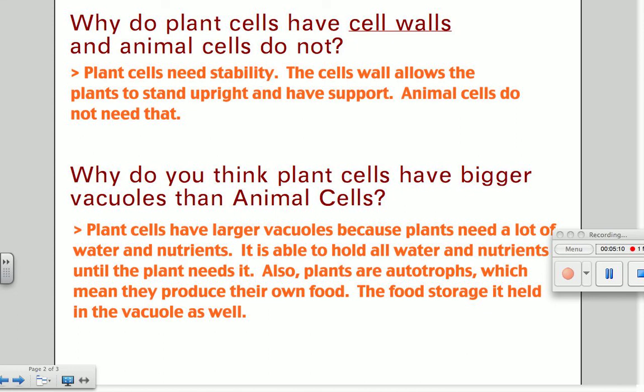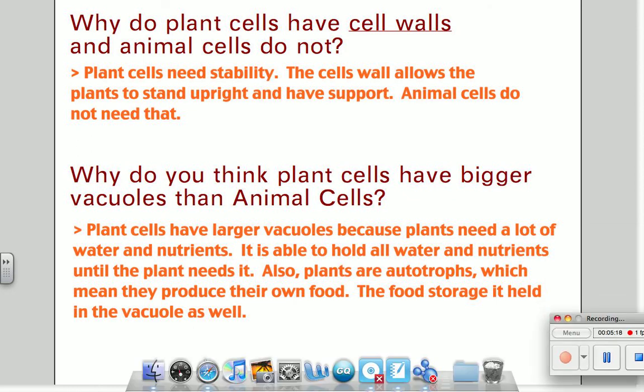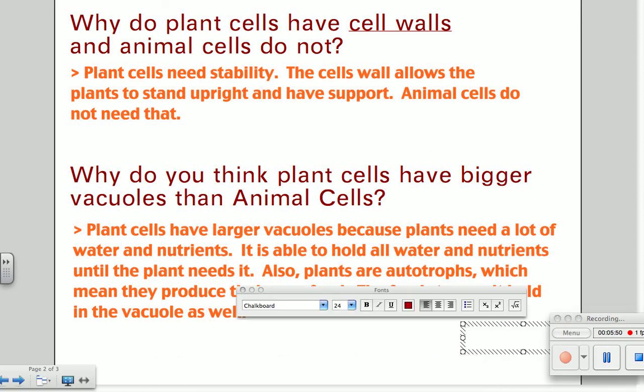Basic answer. The next question, why do you think plant cells have bigger vacuoles than animal cells? Well, it's because the plant cells need a lot of water and nutrients. The vacuole is able to hold all the water and nutrients until the plant actually needs it. So the plant kind of tells the vacuole, I need some water, so it releases water. I need nutrients, so it releases nutrients. Because plants are autotrophs, which means they produce their own food, the food storage is also held in the vacuole. So it needs a larger place to hold food because it's constantly producing.